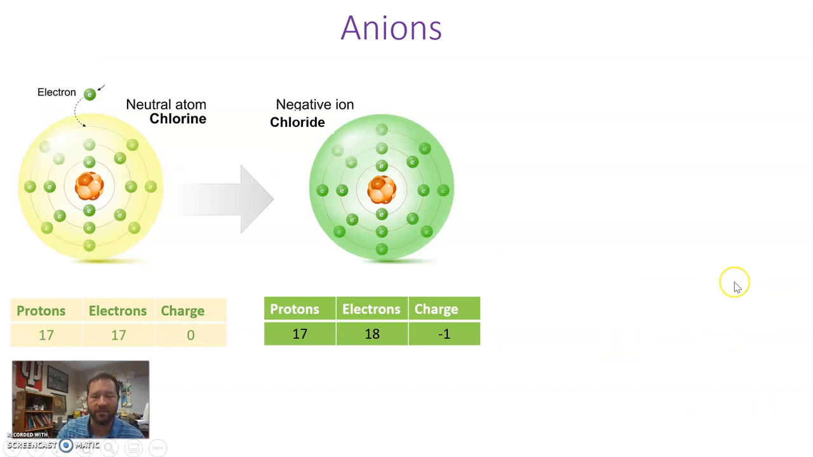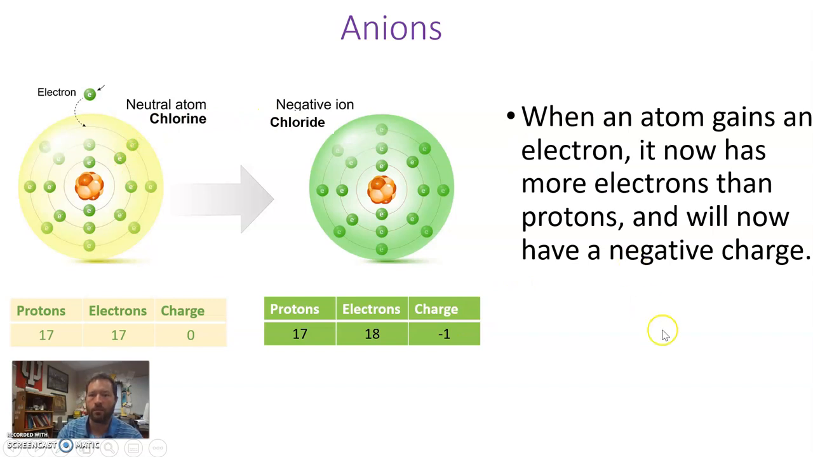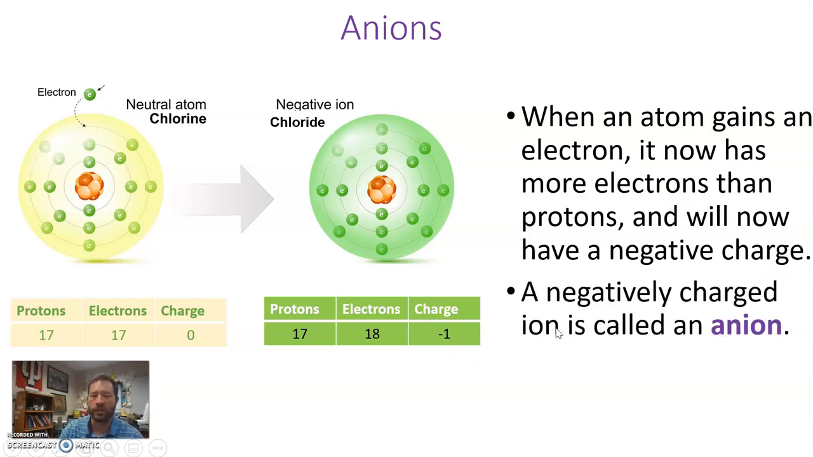And on the flip side of that, when an atom gains an electron, so we see that electron coming onto an atom, this atom now has an additional electron, so 17 protons, 18 electrons. This is an ion with a -1 charge. So chlorine has become chloride. When an atom gains an electron, it now has a -1 charge. It now has more electrons than protons, and we call it an anion. So cations and anions.